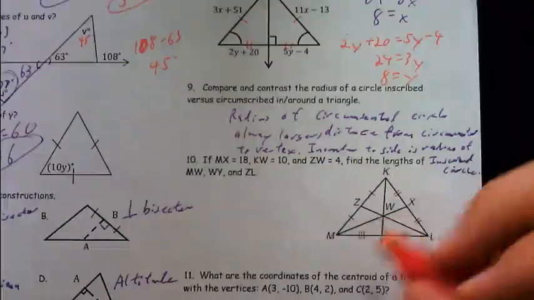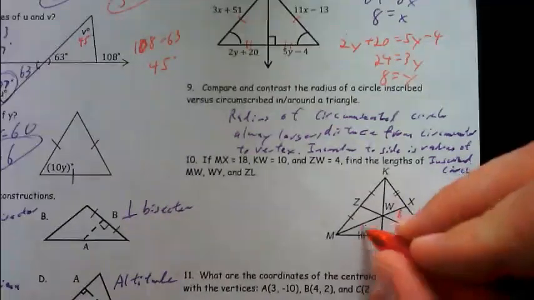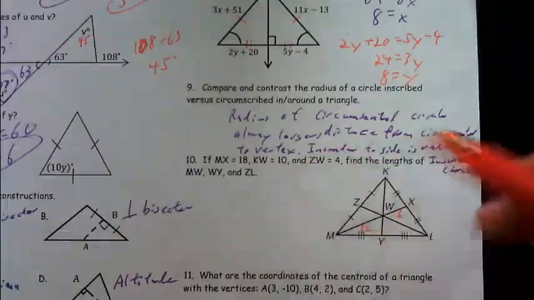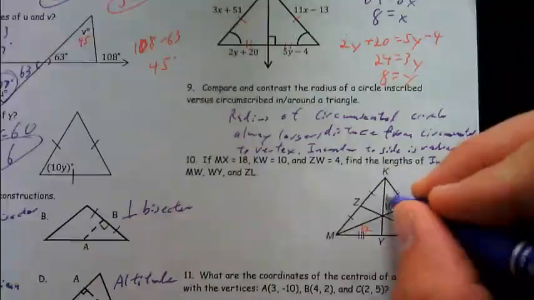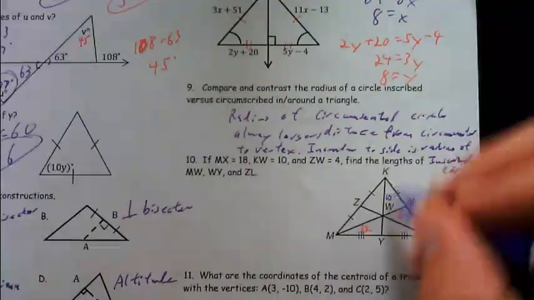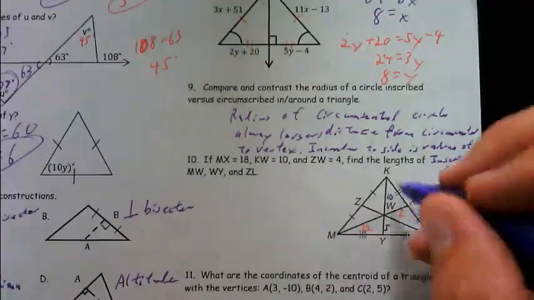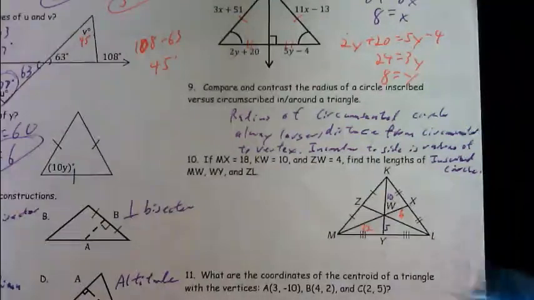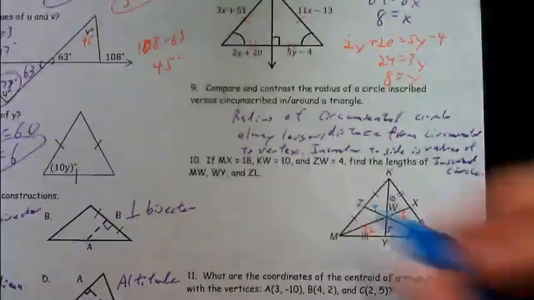On this one, if the whole thing is 18, and this is a third, it's 6. This is double that, it's 12. Together, it's 18. KW, it says is 10. So I can label this as 10. Which means if this is the longer one, this is only half of that, that's 5. And the whole thing would be 15. For ZW, it says is 4, so this would be double that. This would be 8, so the whole thing is 12.